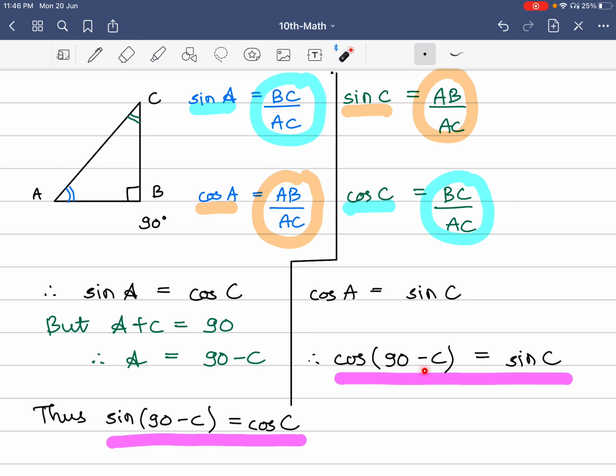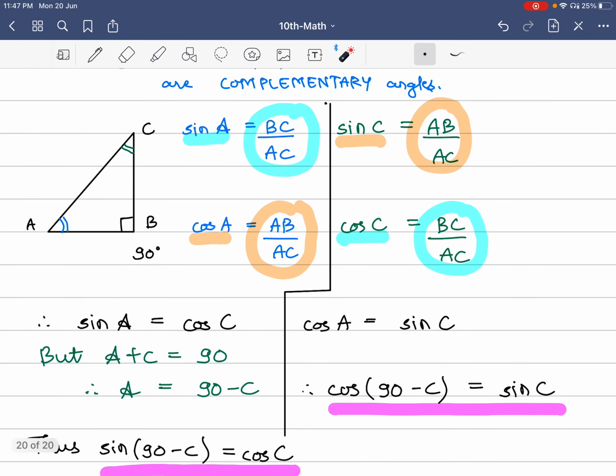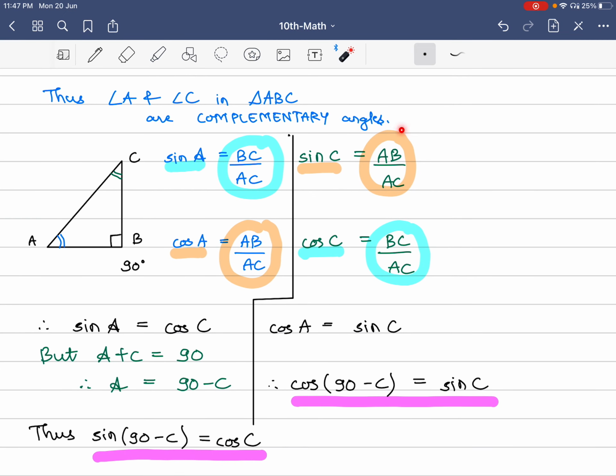Okay, for any angle in the form 90 minus C, this 90 minus C is actually a complementary angle. So these two complementary angles are related to each other through the trigonometric ratios sine and cos. This is a relationship we found between two complementary angles through sine and cos. Now we are going to repeat this same exercise, this same logic, for tan and cot, and find out the relationship between them.